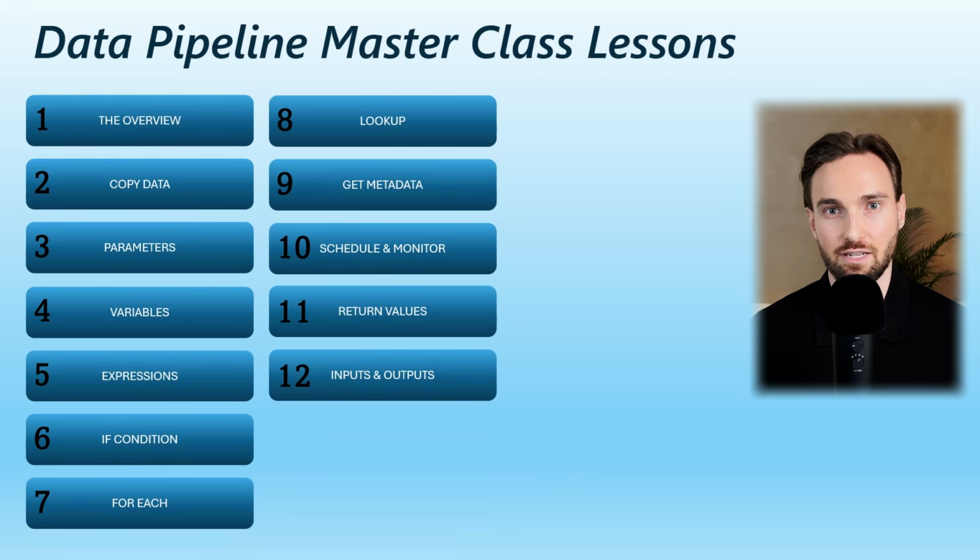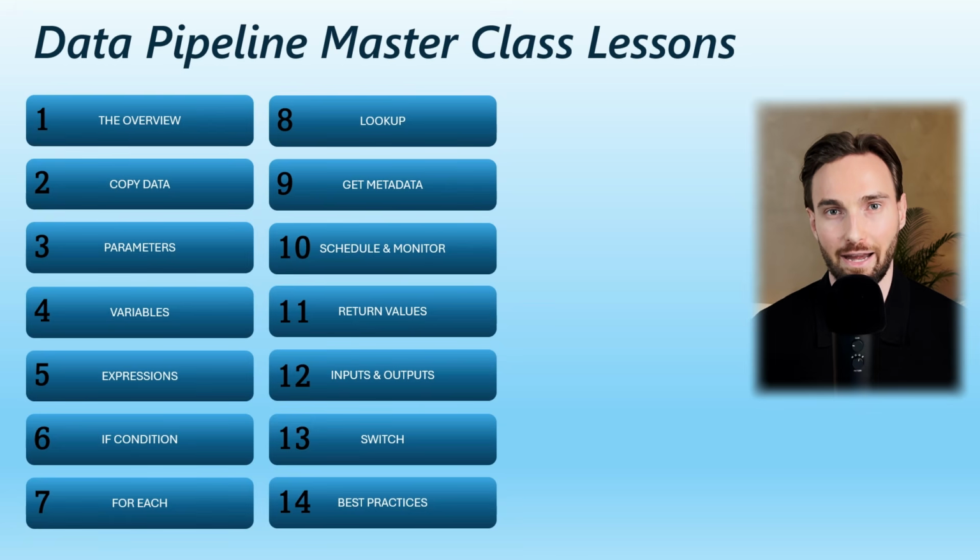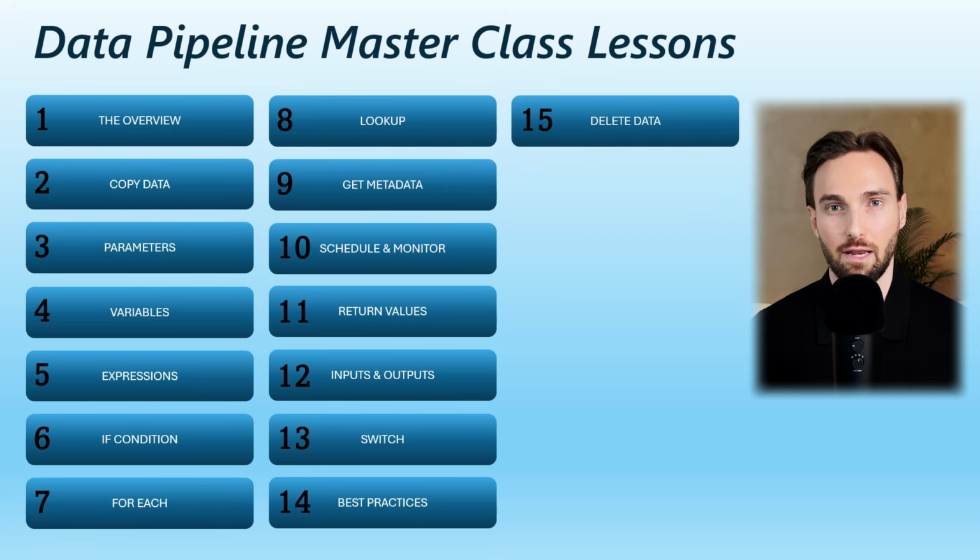Lesson 12 dives deeper into pipeline inputs and outputs with a focus on how they can be used to enhance pipeline logic. In Lesson 13, we will introduce the switch activity, adding another layer of conditional logic to your toolbox. Lesson 14 covers data pipeline best practices, offering key considerations to build more production-ready data pipelines. Lesson 15 will help you to master the delete data activity, essential for removing data when necessary.